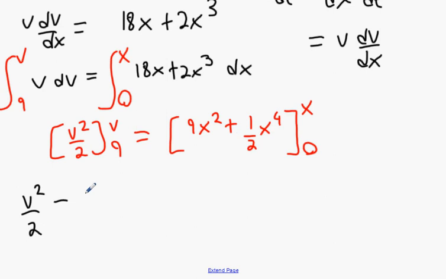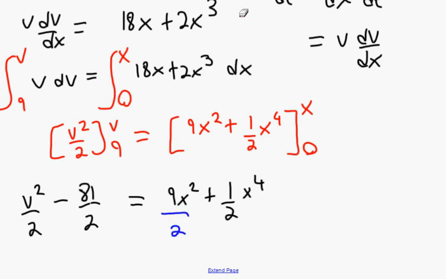Phi squared over 2 minus... What's that, 9 squared over 2? Pretty whopper. 9 squared over 2 being 81. And the other one, 9x squared plus a half x to the 4. This one. This is fun.